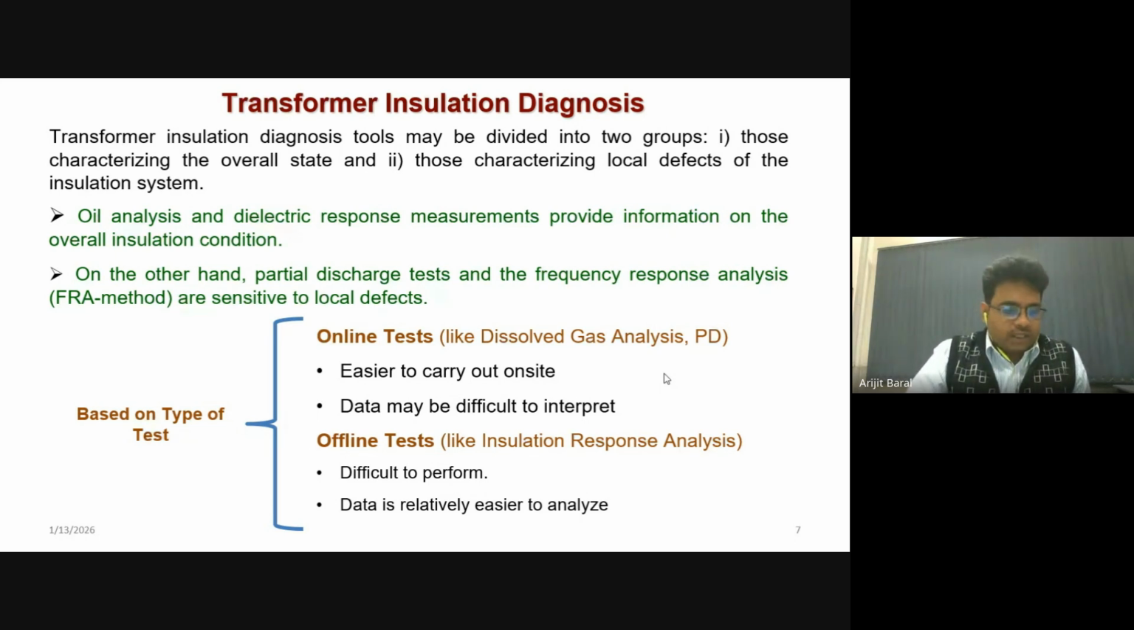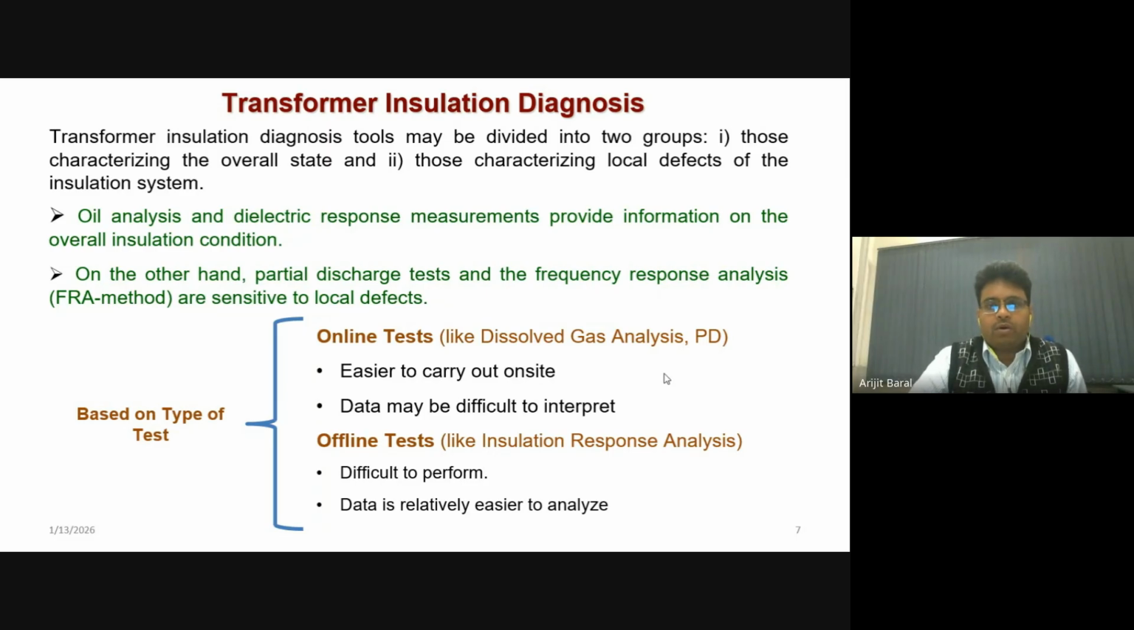Now, it appears that if there is a test which can be performed online, why go for an offline test which requires shutdown of the equipment in the first place? Because if you are shutting down a power transformer, that means in a ripple effect, all the transformers and loads connected down the line will also get affected. So we should always resort to online tests.